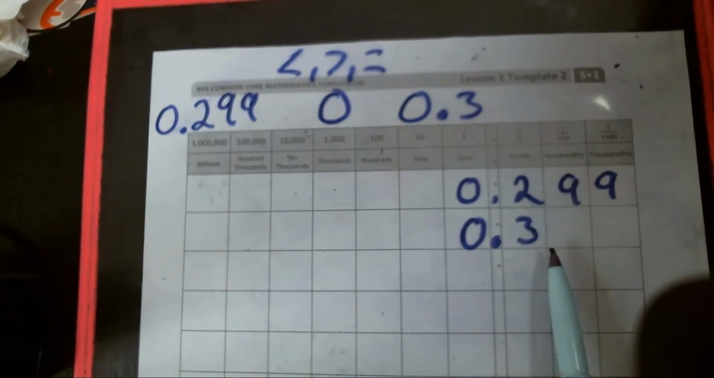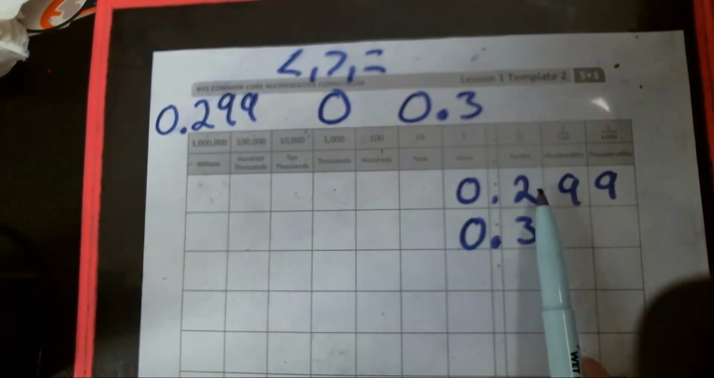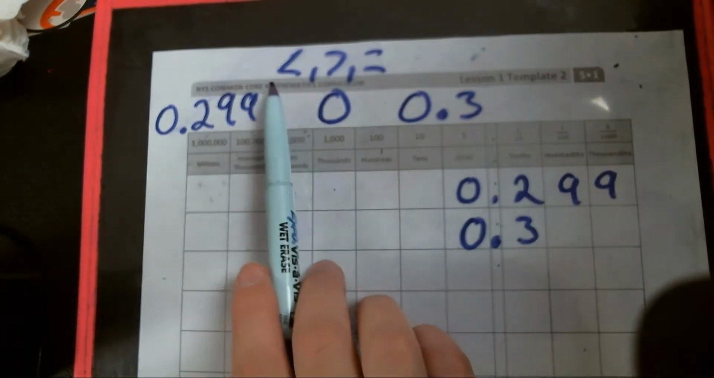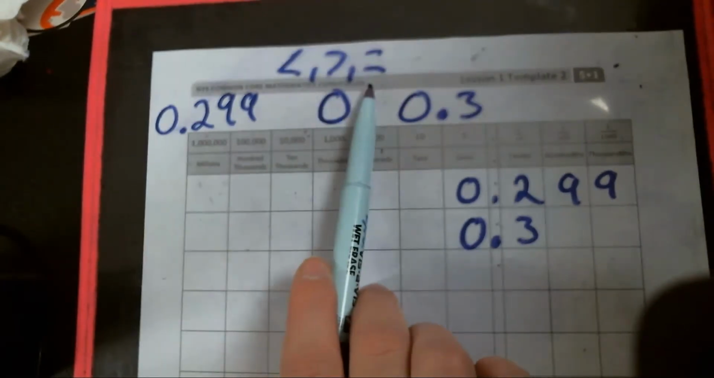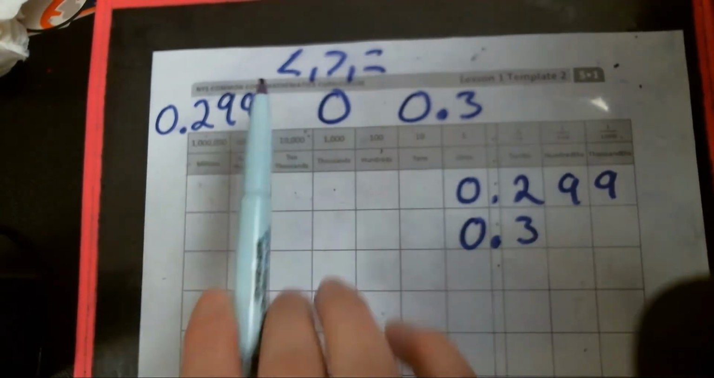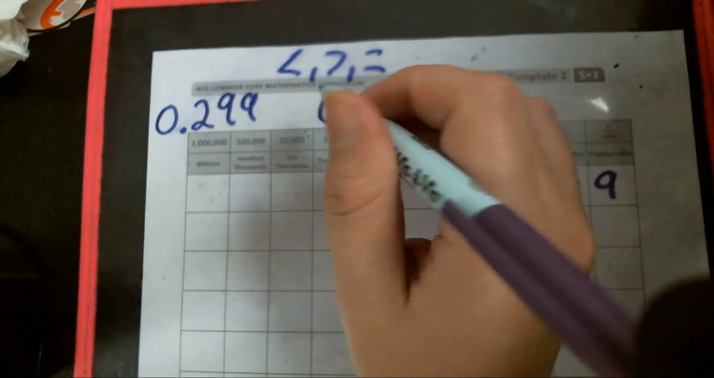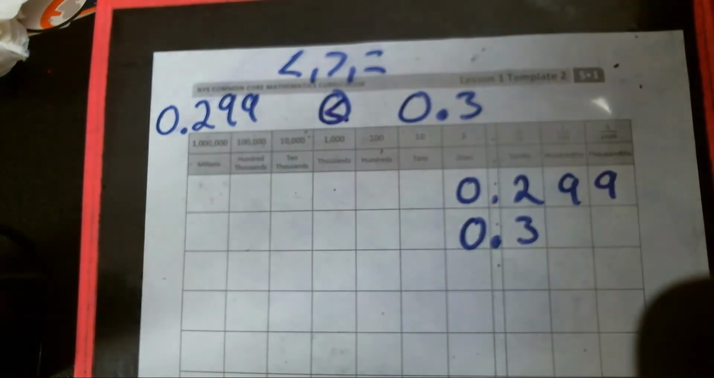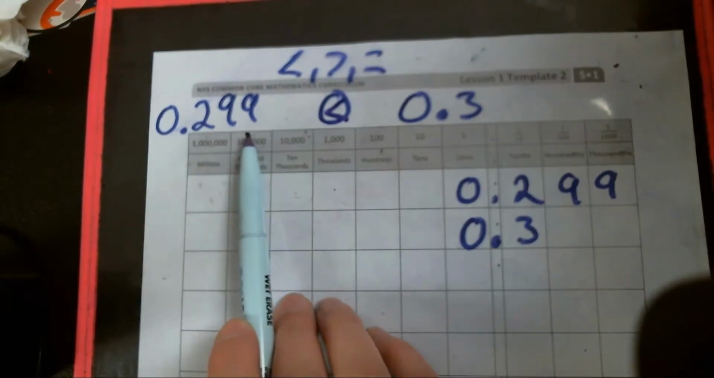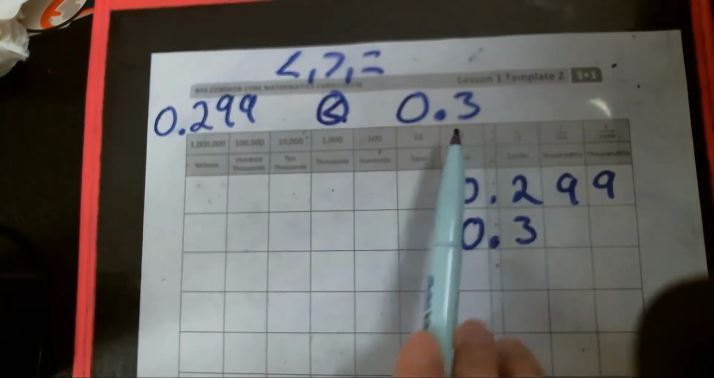So that means that there's a difference and I need to start comparing these. So if I have 2/10 here and 3/10 here, I'm going to think about, is 2/10 less than, greater than, or equal to 3/10? I know that 2 is less than 3, so I'm going to choose the less than symbol so that I complete the sentence. So it says 299 thousandths is less than 3 tenths.